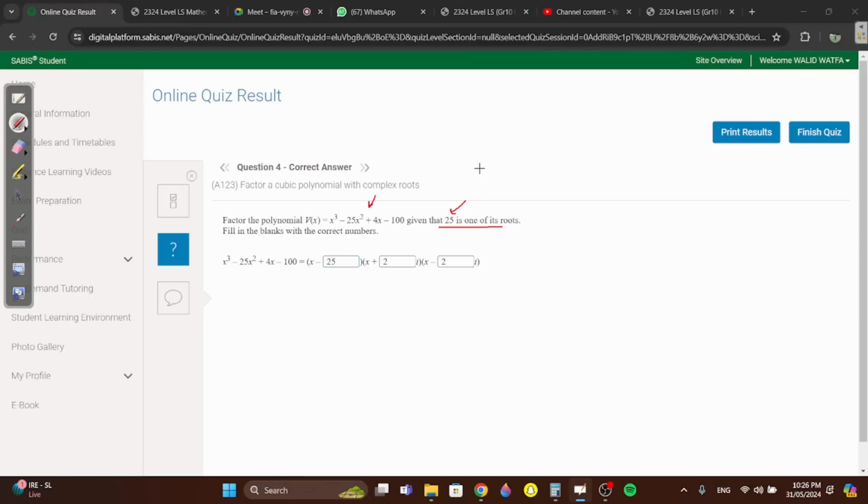If we know that 25 is one of its roots, that means x minus 25 is a factor, right? So if I divide by x minus 25 and do synthetic division, we can take 25 out, right? Like this, you do the opposite. Okay, let's do synthetic division. It's going to be 1, minus 25, 0, minus 100.